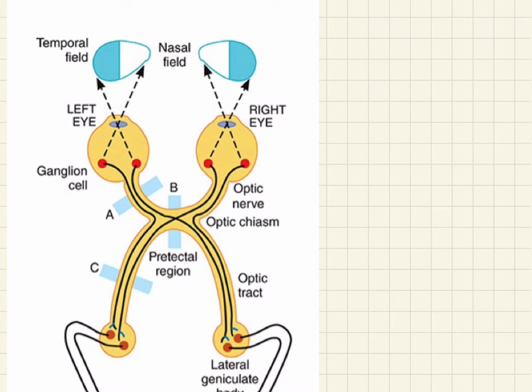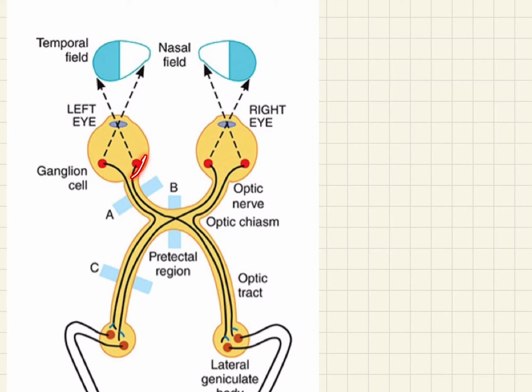So just try to understand first which field of vision is captured by which part of the retina. See, this is the nasal field of vision and this is the temporal field of vision. This nasal field of vision is falling upon the temporal part of the retina, whereas the temporal field of vision is falling upon the nasal part of the retina. Similarly, here this nasal field falls upon the temporal part of the retina, and the temporal field of vision falls upon the nasal part of the retina.